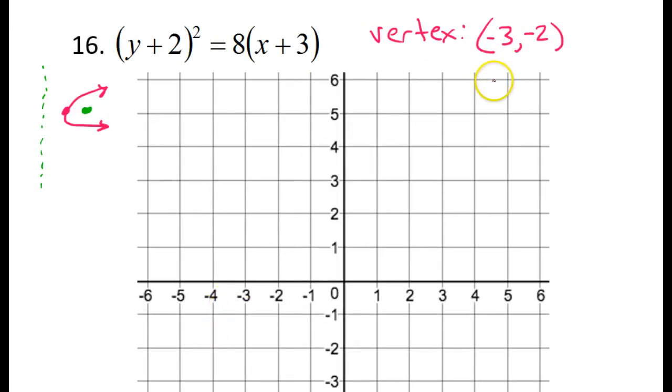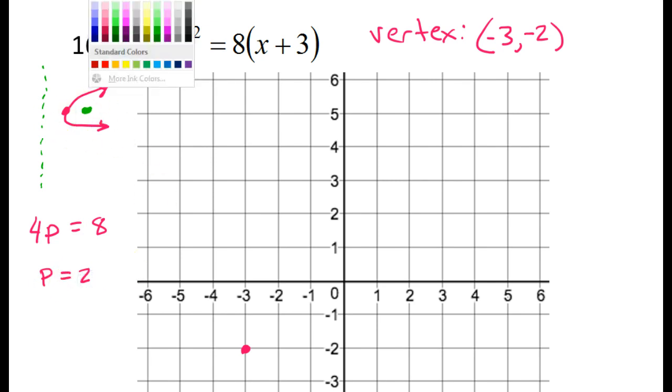Let's go ahead and graph that vertex. So -3, -2 is right here. Always keep in mind that this is a parabola opening to the right. Next, we need to find the focus. To find the focus, we need that p-value. But remember that this number right here is 4p. In other words, 4p equals 8. Dividing both sides by 4, we find that p is equal to 2.